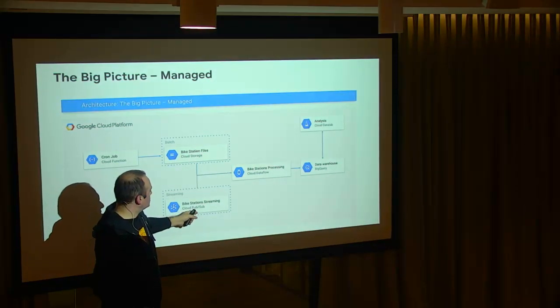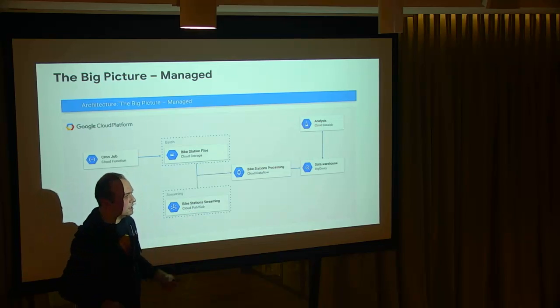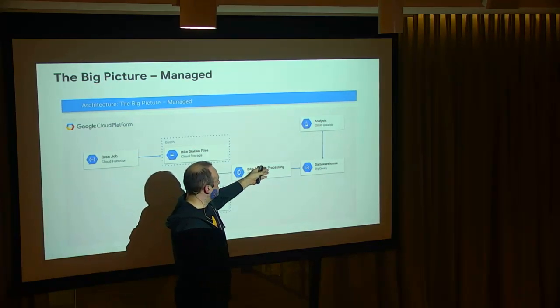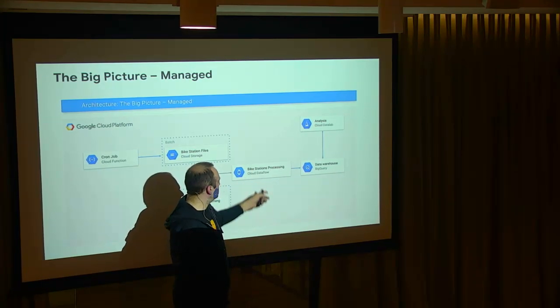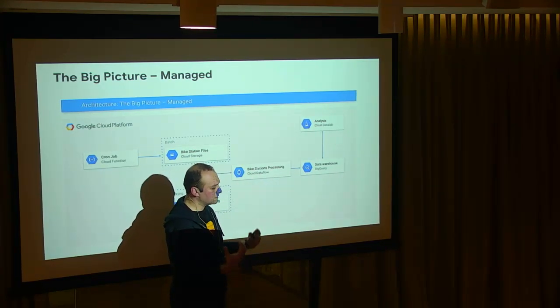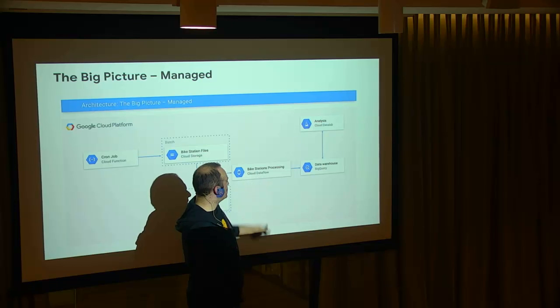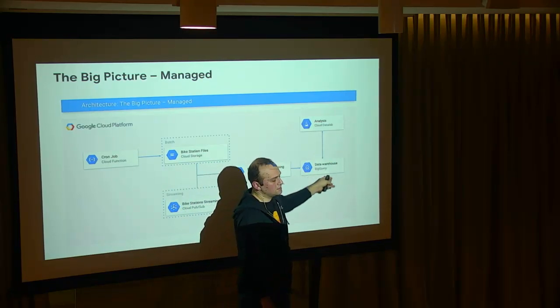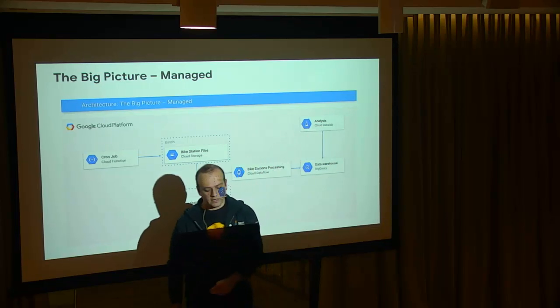And then you use some kind of queue, a publisher-subscriber kind of queue, and then you put that into Apache Beam, running either in your Docker container or already managed for you, or anything else. You put it in some kind of database, and you look at it somehow.